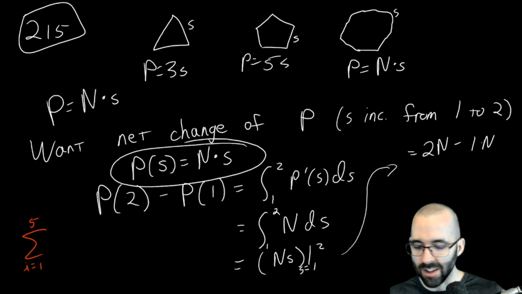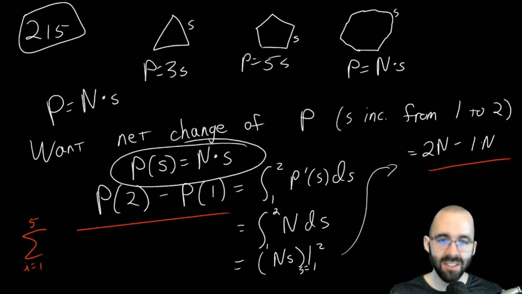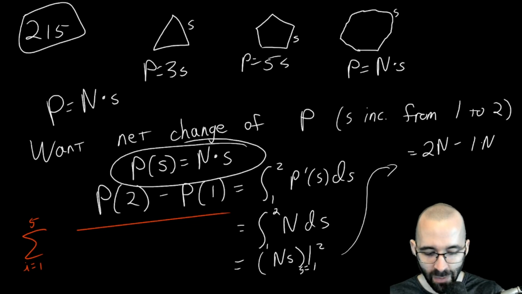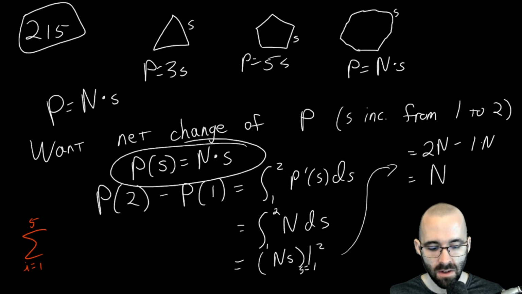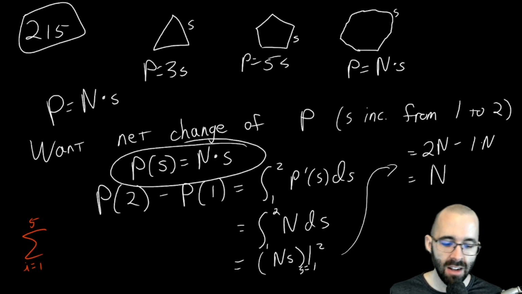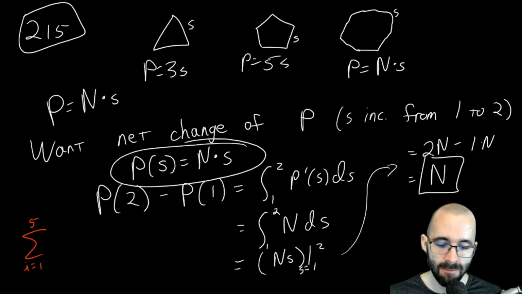And again, you can be frustrated. We're going in circles. That's fine. This is just practice. Yes, we just went in a big loop and we're back to where we started, but it is just practice. And the perimeter increases by 1, sorry, by 1n. If we increase the side length from 1 to 2 for an n-gon, the perimeter increases by n.